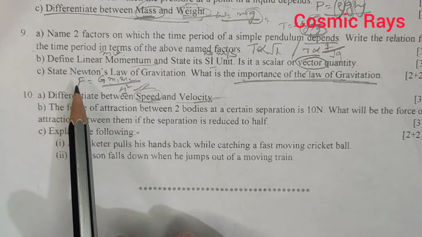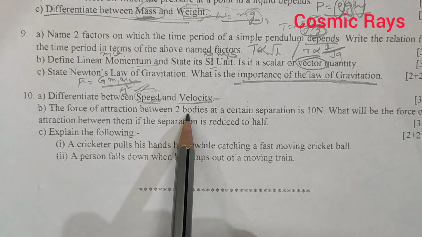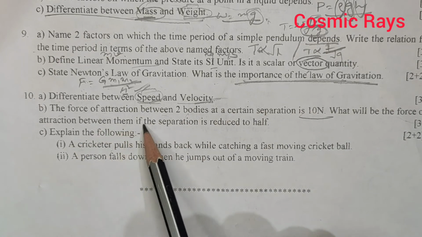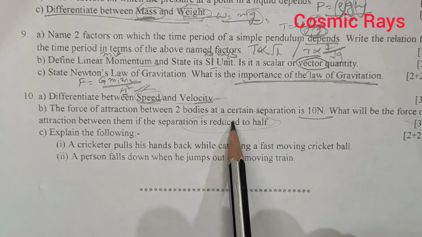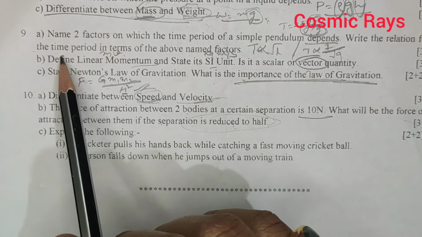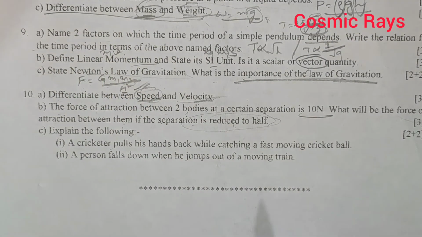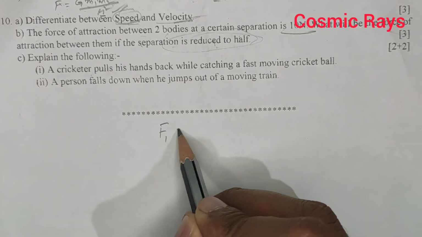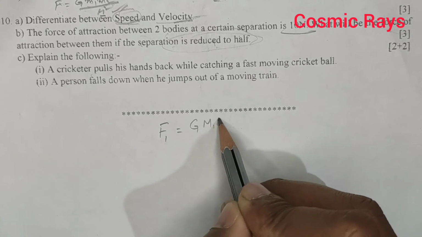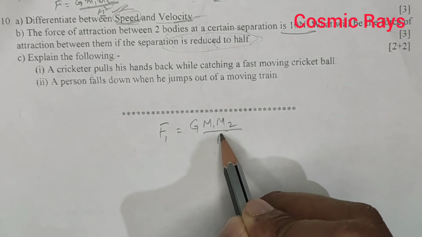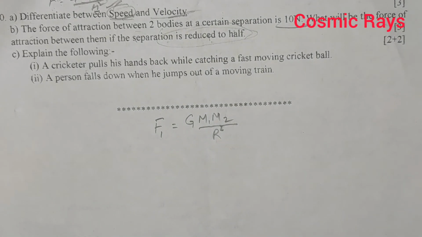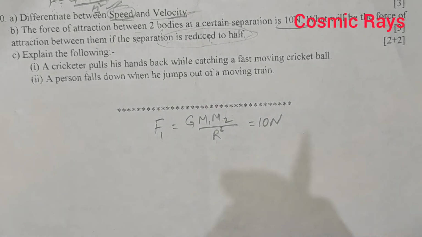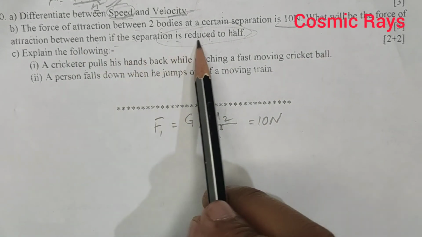Now this question: the force of attraction between two bodies at a certain separation is 10 Newton. What will be the force of attraction between them if the separation is reduced to half? Now this question is based on the law of gravitation. So here, let's say that the first force F1 is equal to G m1 m2 upon r square. Now they are saying that this is equal to 10 Newton.